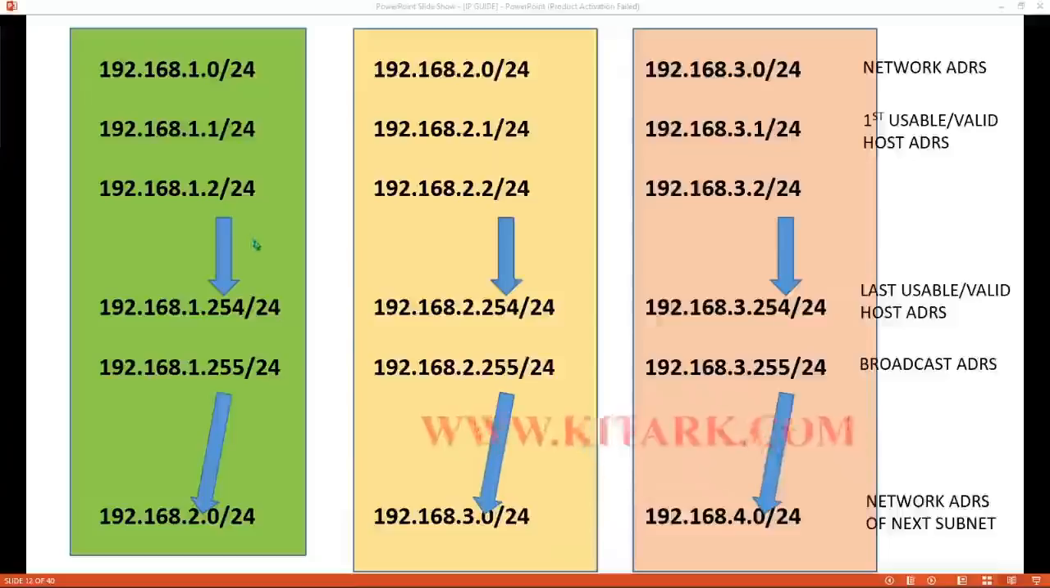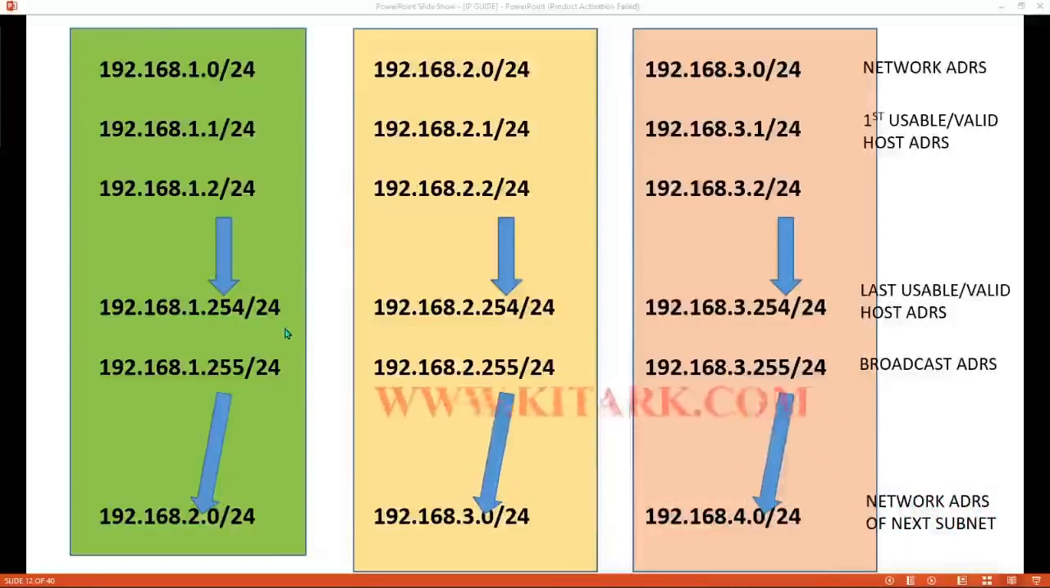Okay. So when you move on to 2.0, which means 192.168.2, on your network portion you have changed by 1. So 192.168.2 is a different network. So from the 2 network, you can't ping the 1 network. Okay.